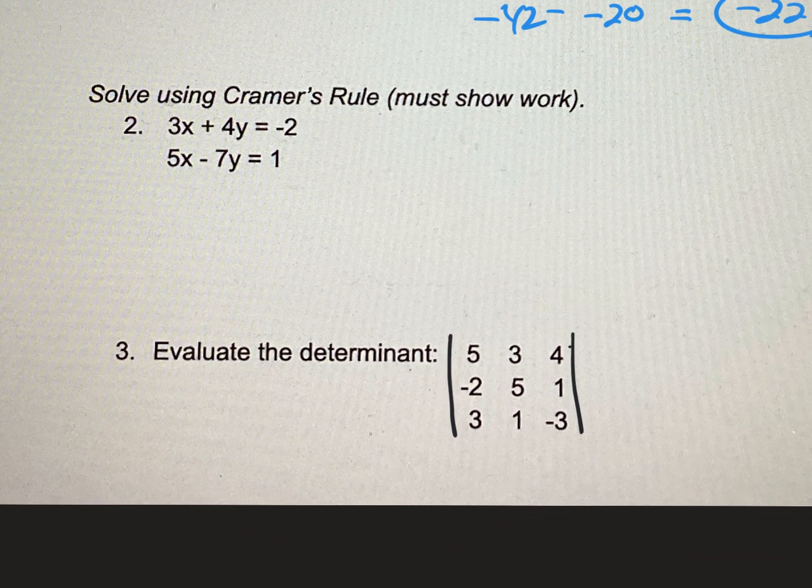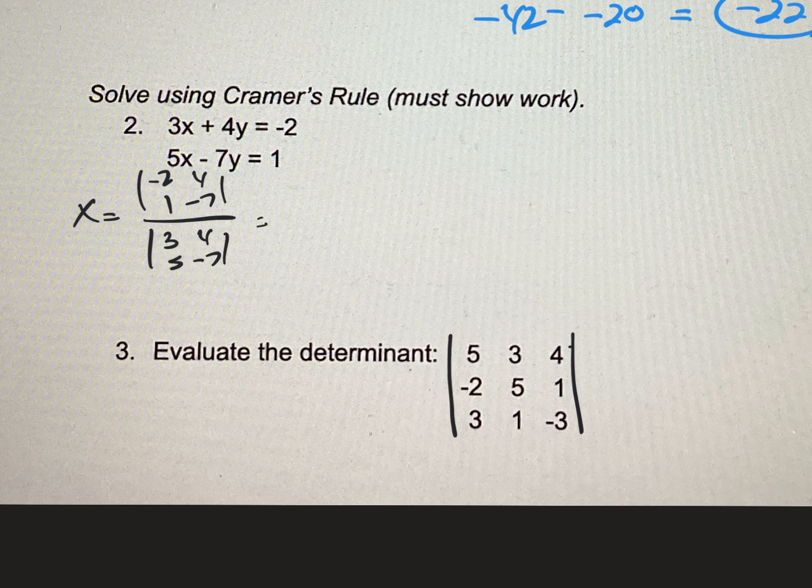Number two is Cramer's rule. Remember Cramer's rule, if you're looking for the x, don't use the x on the top. So you use the negative 2 and the 1 where the x's would go. The y's are okay on the bottom. xy, all the time. So 1, 3, 4, 5, negative 7.